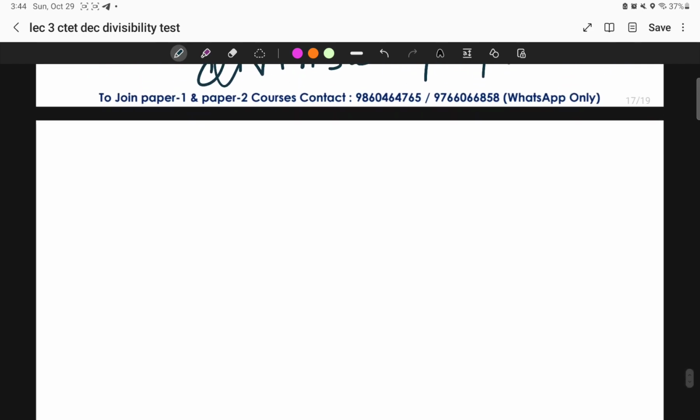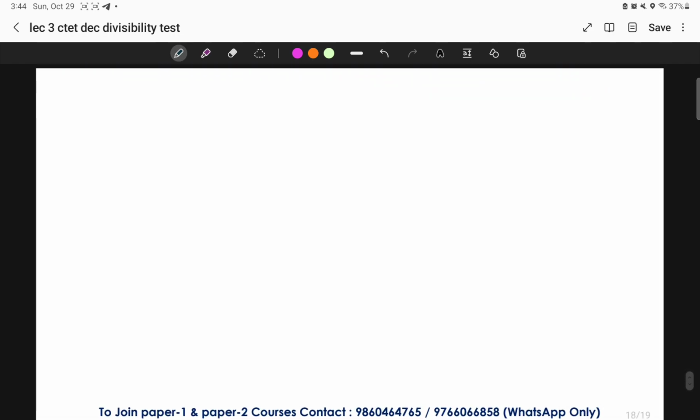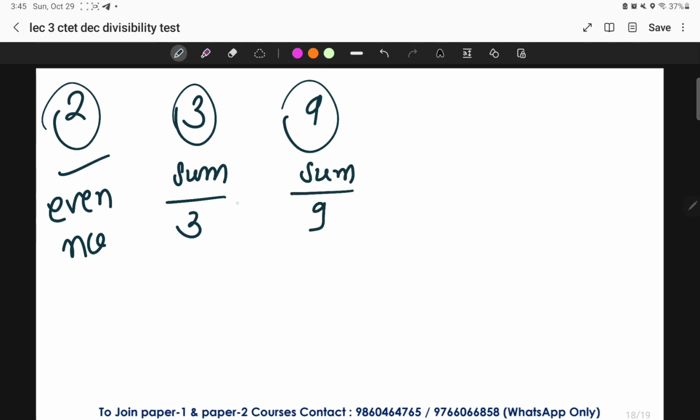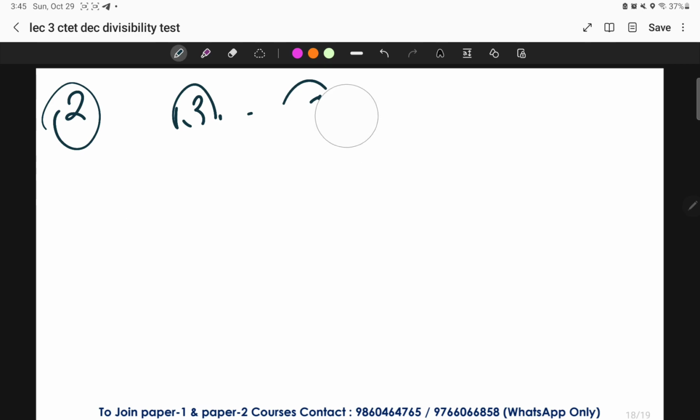After this we'll study the divisibility rule of 4. I hope you have got the divisibility test of 2. Till now we have seen the divisibility tests of 2, 3, and 9. In case of 2, we have seen the last digit should be an even number. In case of 3, we take the summation of the digits and divide it by 3, and in case of 9, we divide the summation by 9. If it is divisible, then the whole number is also divisible by 3, or by 9 respectively. Very simple rules. Moving on to the divisibility test of 4.